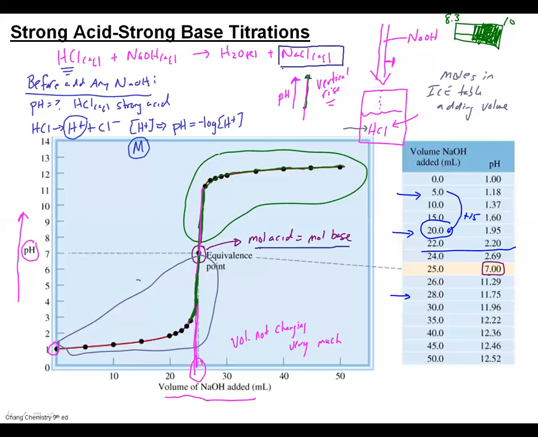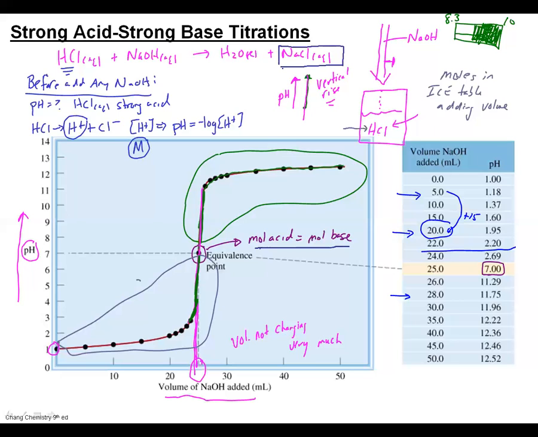Once you reach that equivalence point, pretty much the only thing that you should have left is a neutral salt, and the pH should be 7. So you really don't have to do much of a calculation in this type of titration at the equivalence point. Pretty much just need to put pH of 7 on the paper, and that's the reason why.